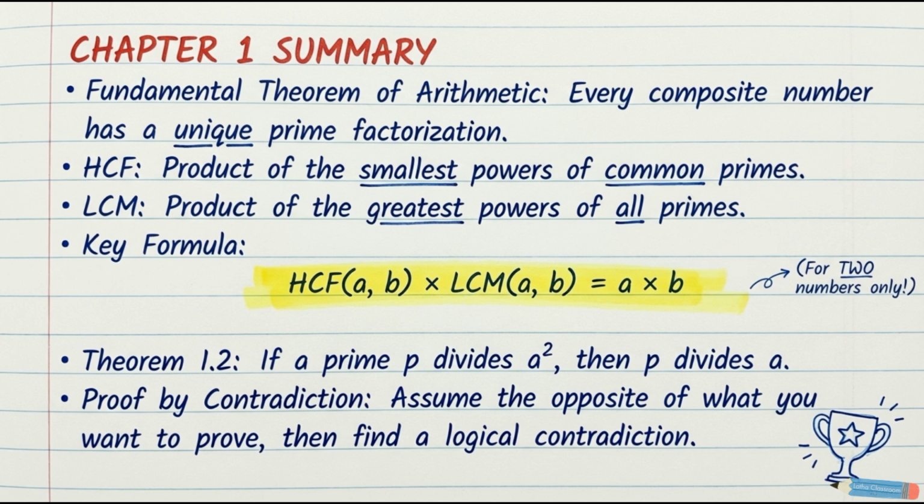Theorem 1.2: if a prime p divides a square, then p divides a. Proof by contradiction: assume the opposite of what you want to prove. Then find a logical contradiction.